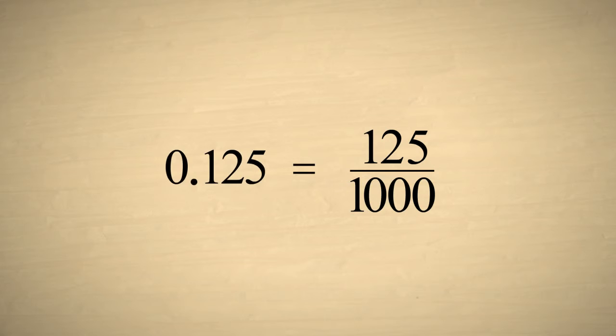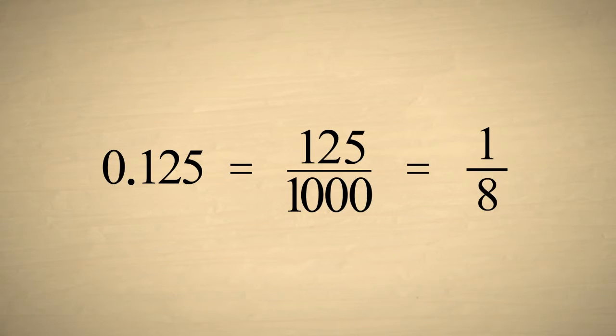So 0.125 is equivalent to the fraction 125 1,000ths. Now, using the techniques we learned in our lecture on reducing fractions, we can simplify this fraction to 1/8. So we have converted the decimal number 0.125 to the fraction 1/8.